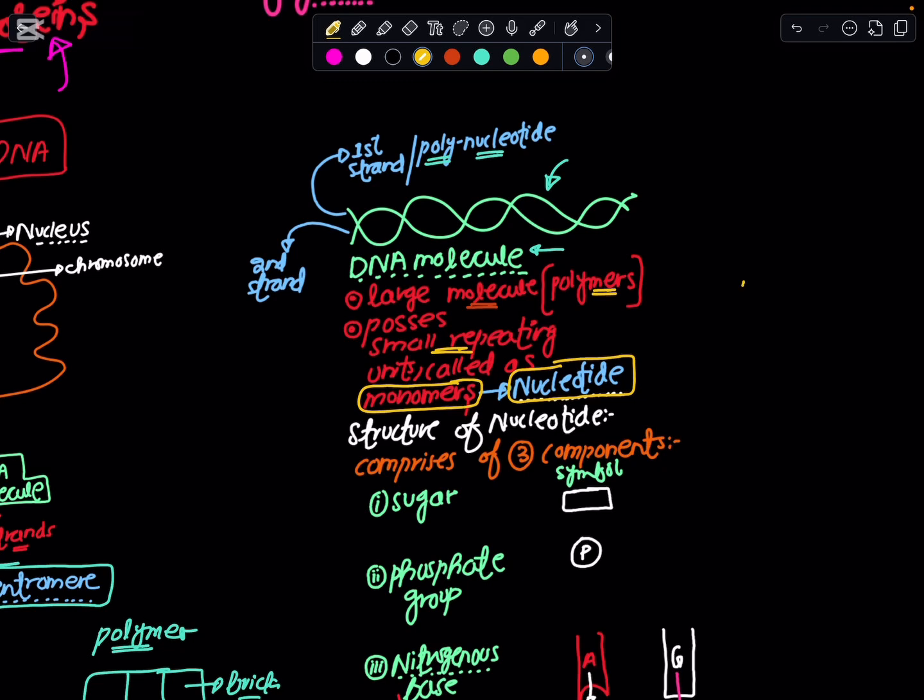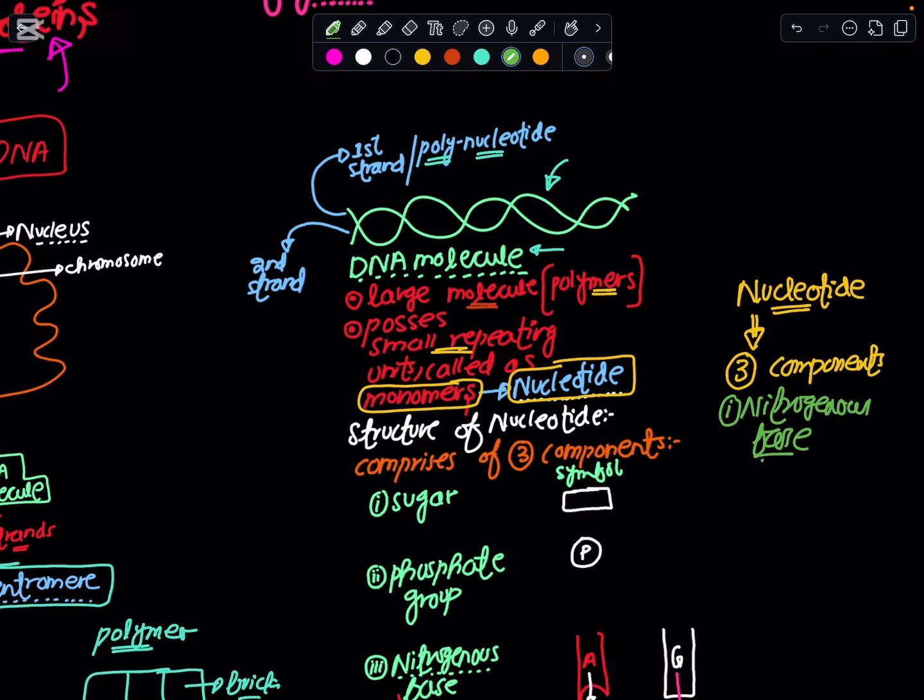So if I say that the nucleotide is the small repeating unit of the DNA, then you must know what other components we have within a nucleotide. We have a total of three components in one nucleotide. The first is the nitrogenous base. And why the word nitrogenous base? Because they have the element nitrogen in them.